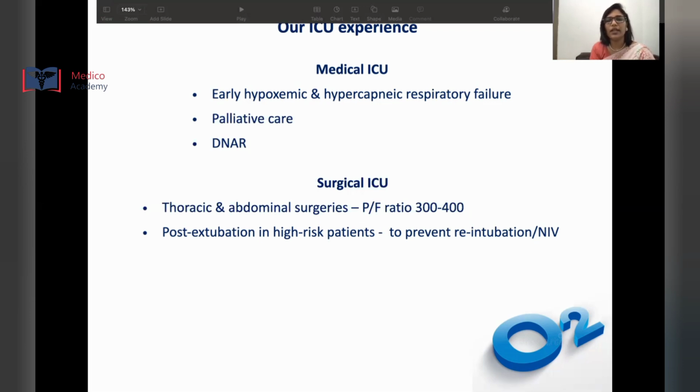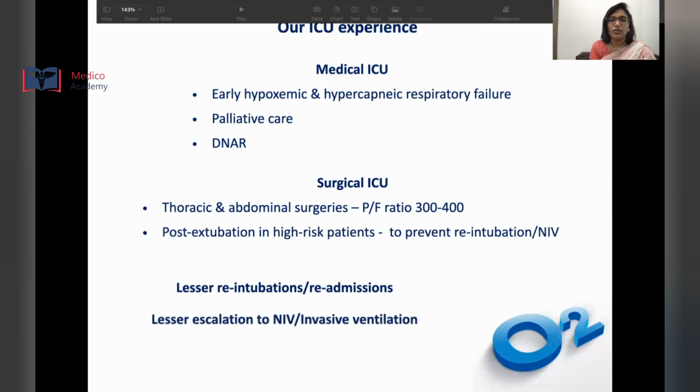in the post-extubation phase, we immediately start the patient on high flow nasal oxygen therapy. We have observed that this has reduced the rate of reintubation as well as use of NIV. Hence, we have fewer reintubations or readmissions as well as a shorter length of ICU stay and hospital stay. That also means there is less escalation of respiratory support to NIV or invasive ventilation.